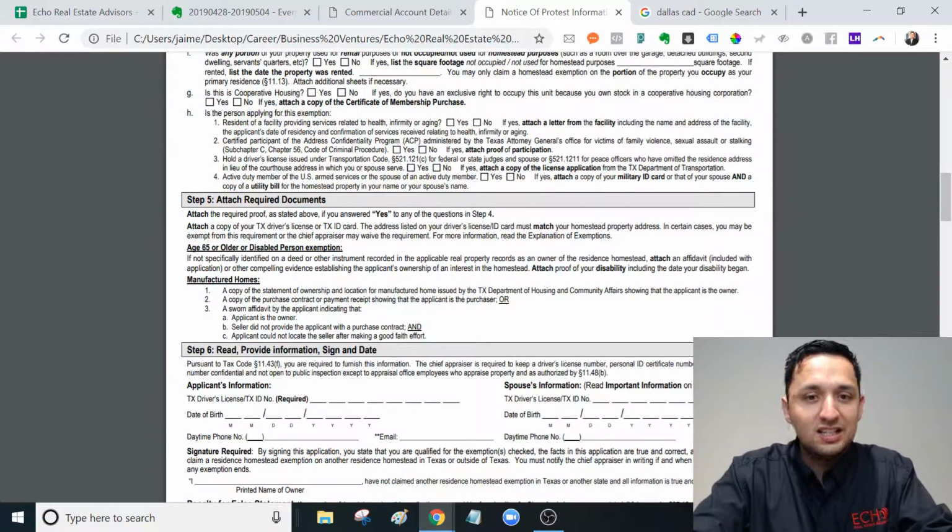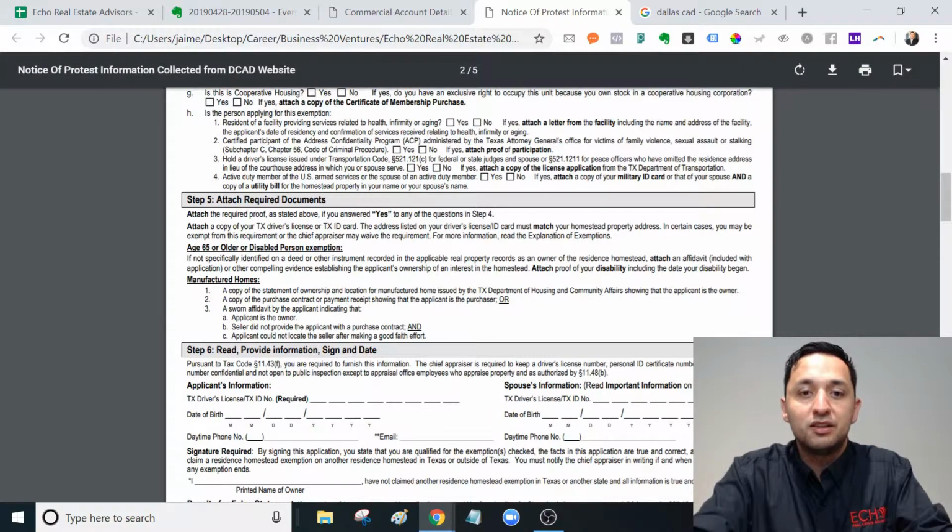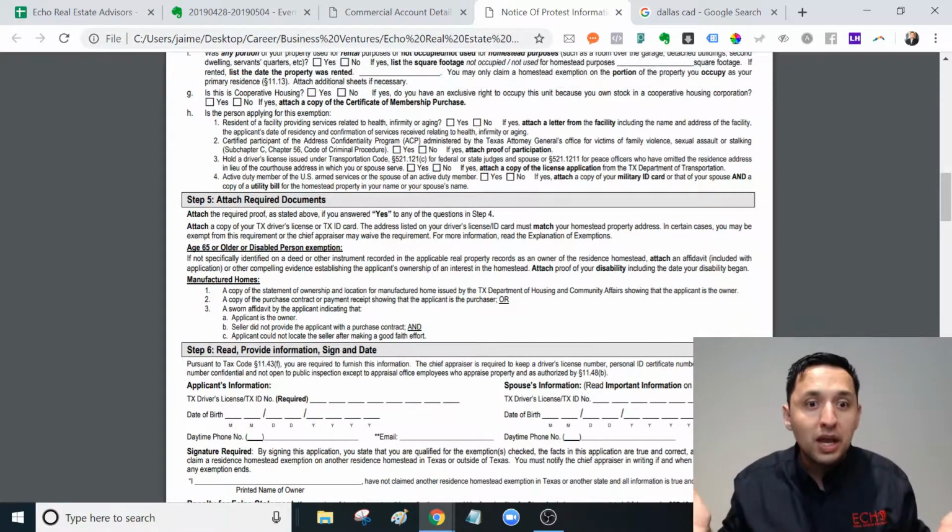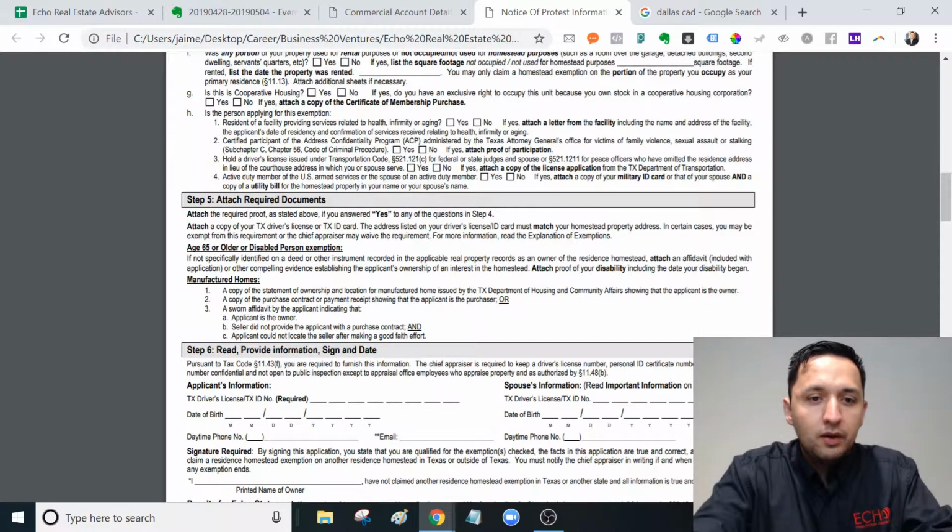In certain cases, you may be exempt from this requirement, or the chief appraiser may waive this requirement. For more information, read the explanation of exemptions. Really, those would be up here. These are the questions that would most likely get you waived from that requirement. All right, now age 65 or older, then it would go into more information about that.